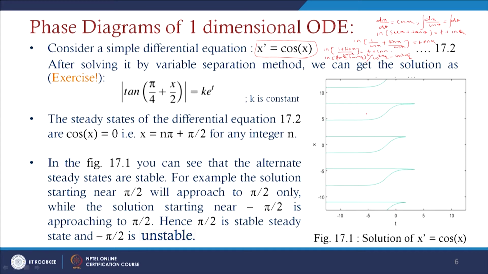If we cancel out both these terms in the numerator and denominator, then we can find this as ln of tan of pi by 4 plus x by 2, which can be written as t plus ln k, and the final solution we can obtain as tan of pi by 4 plus x by 2 equals k e to the power t here.